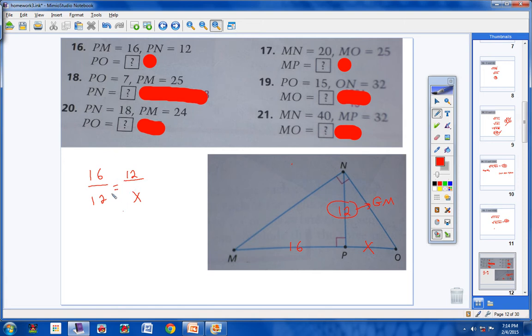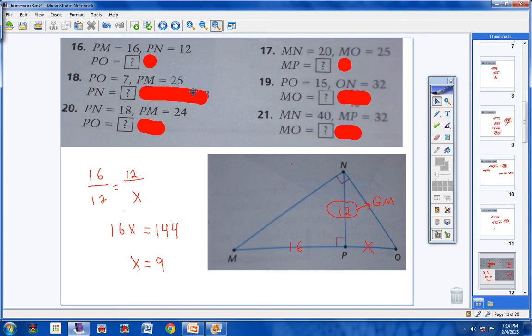So here we go. 16 times x would be 16x. 12 times 12 is 144. Now if you take 144 and divide it by 16, which is what you need to do, you will get 9. 16 goes into 144 9 times. So the answer is 9.